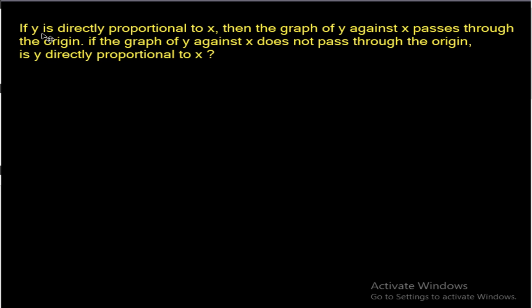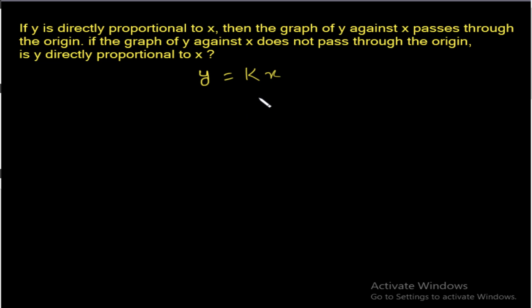Now the next question. They say if y is directly proportional to x, then the graph of y against x passes through the origin. If the graph of y against x does not pass through the origin, is y directly proportional to x? Now, if y is directly proportional to x, we know that algebraically y = kx, where k is a constant of proportionality.